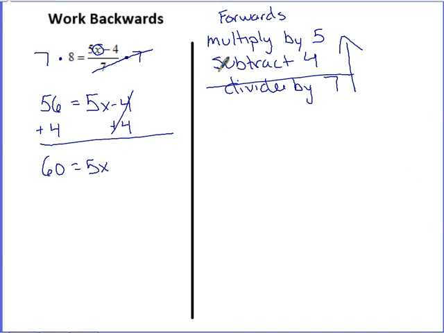So I did my subtract. The last step this way would be multiply by 5, so I'm going to divide by 5 because we're always doing the opposite.